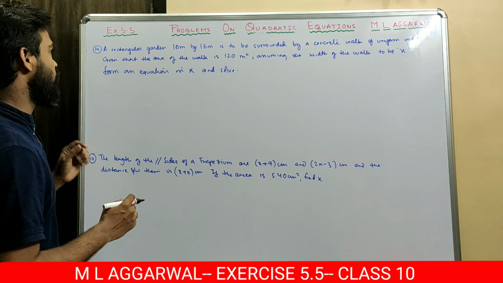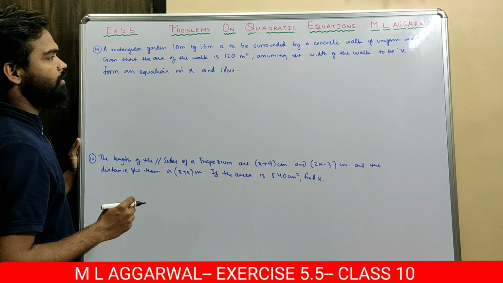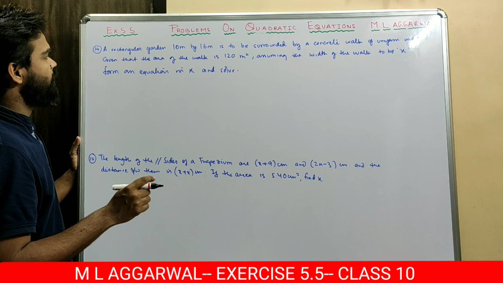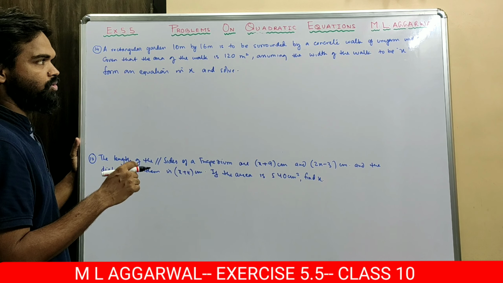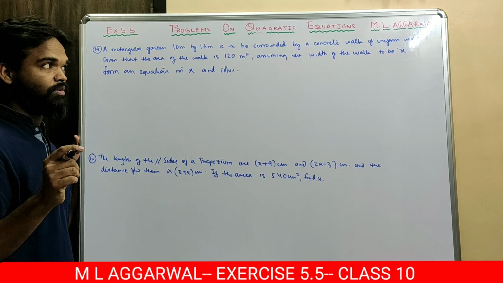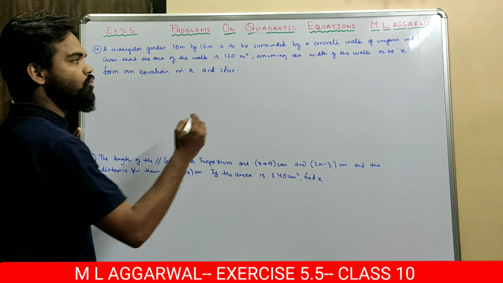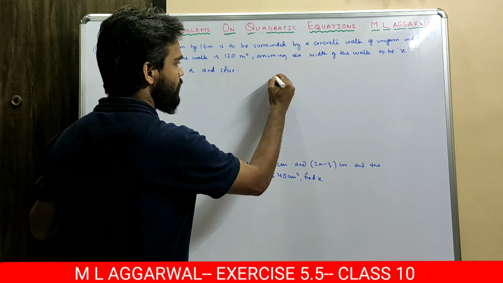Now look at sum number 14. A rectangular garden 10 meter by 16 meters is to be surrounded by a concrete walk of uniform width, given that the area of the walk is 120 meters square. Assuming the width of the walk to be x, form an equation in x and solve it. Let us draw the diagram.